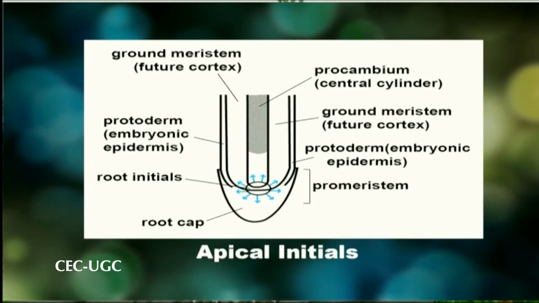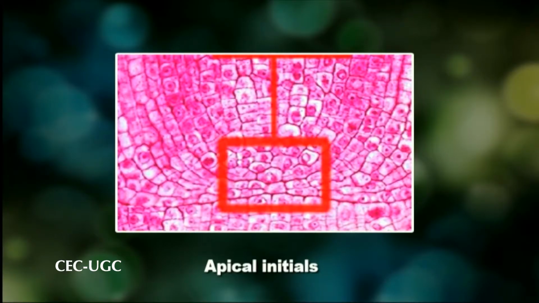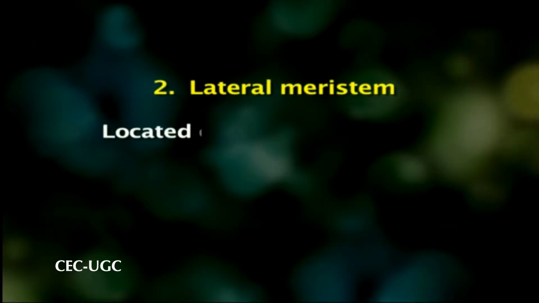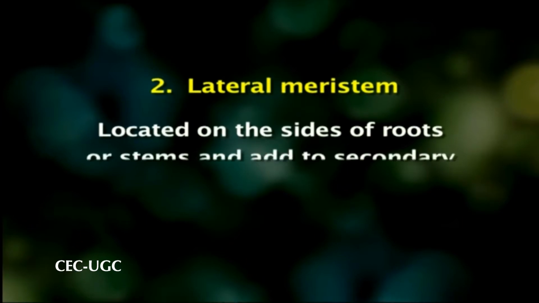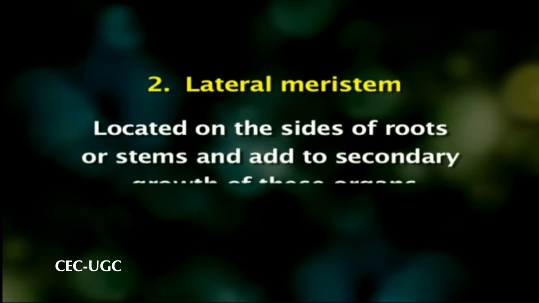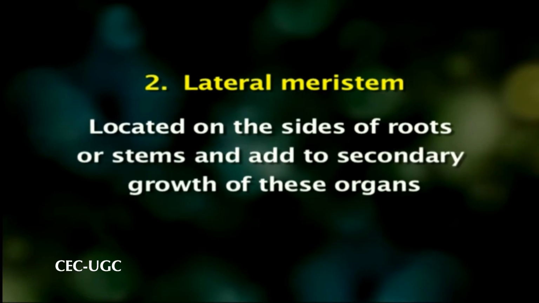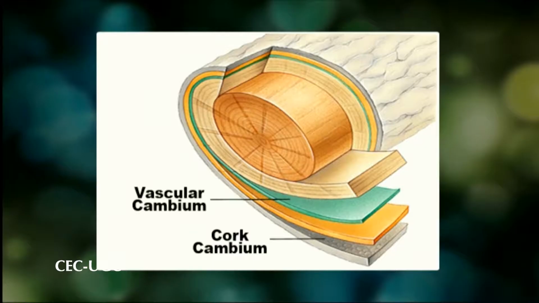Initiation of growth is by one or more cells situated at the tip of the organ which maintain their individuality and position, and are known as apical initials or apical cells. Number two, we have the lateral meristems. They are located on the sides of roots or stems and add to the girth or secondary growth of these organs. Vascular cambium and cork cambium are the examples of lateral meristems.